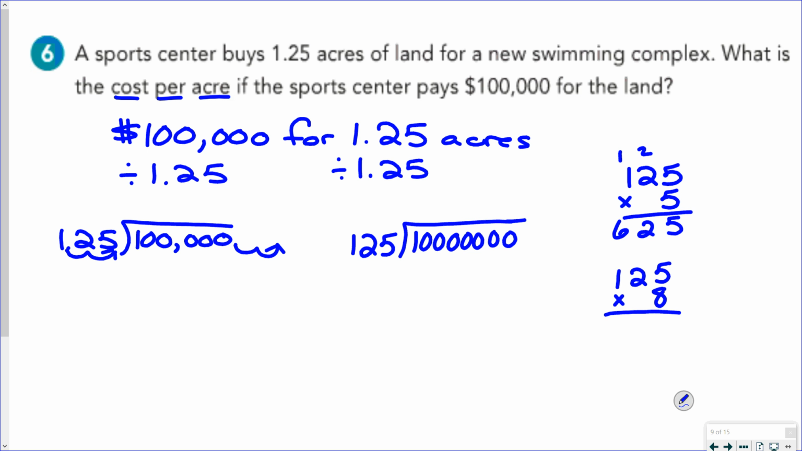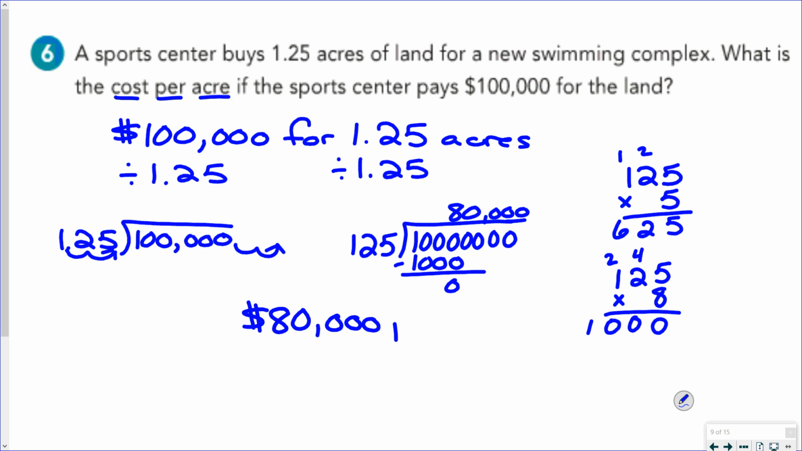So we take 125 times 8, and look at that, it just happens to work out nicely. 125 goes into 1,000 8 times. We get 1,000, we subtract, and we get 0. And we bring the remaining zeros up. So our answer is $80,000 per acre.